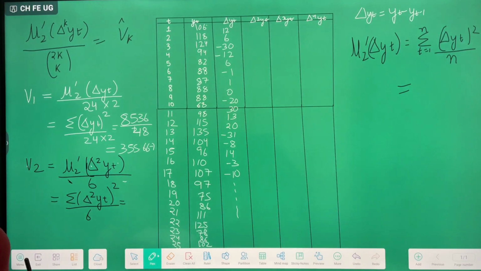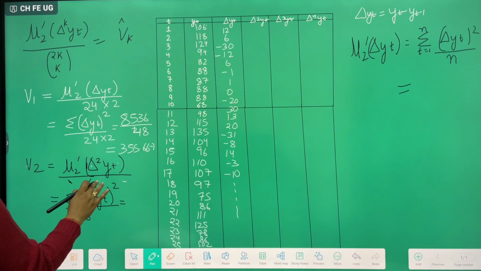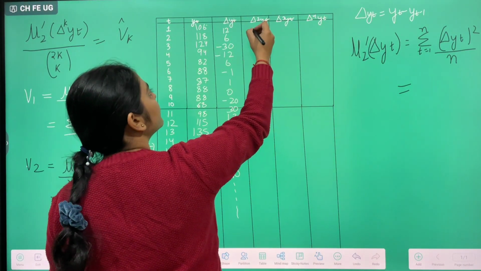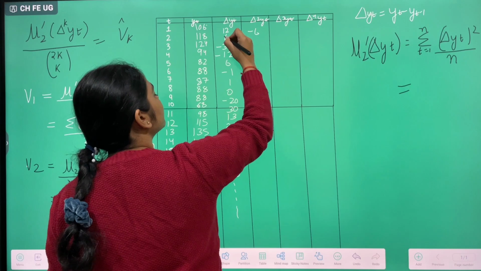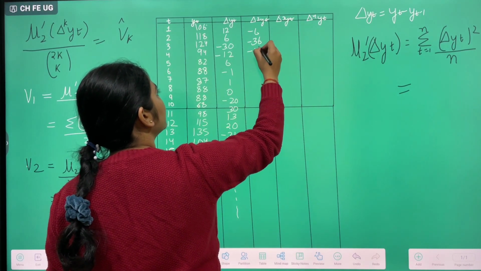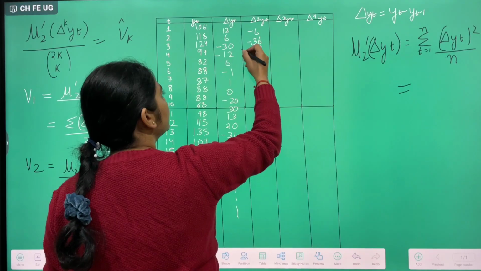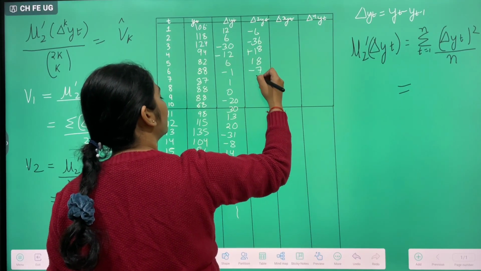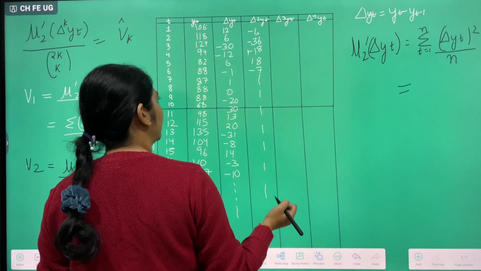And the summation here also will be 23. How? Because we'll subtract again. 6 minus 12 will be minus 6, minus 30 minus 6 is minus 36, minus 12 plus 30 is minus 18 plus 18, 6 plus 12 is 18, minus 1 minus 6 is minus 7. Likewise, we'll calculate this as well.